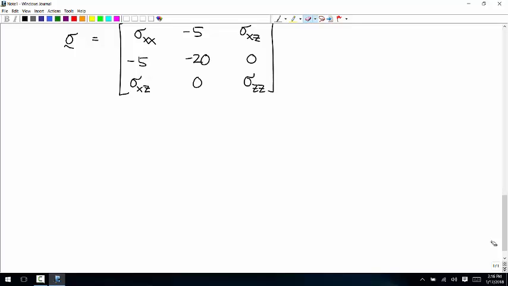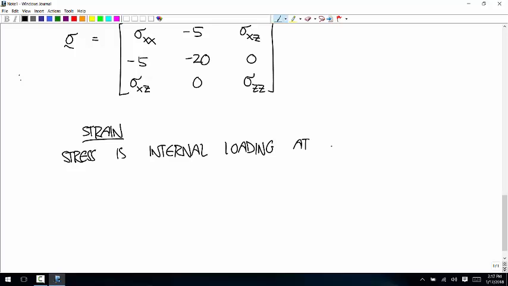Okay, so now we're done talking about stress. Now we're going to talk about strain. And strain is a measure, stress is a measure of internal loading at a point. Strain is a measure of deformation at a point.